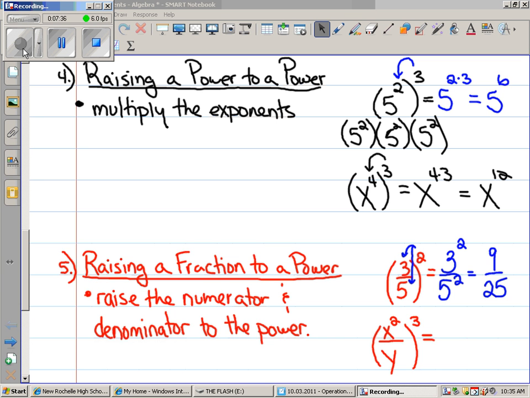Guys, let's talk about this other one. Grab your umbrellas. You know why? It's pouring. Now, what's x squared raised to the 3rd? X to the 6th.